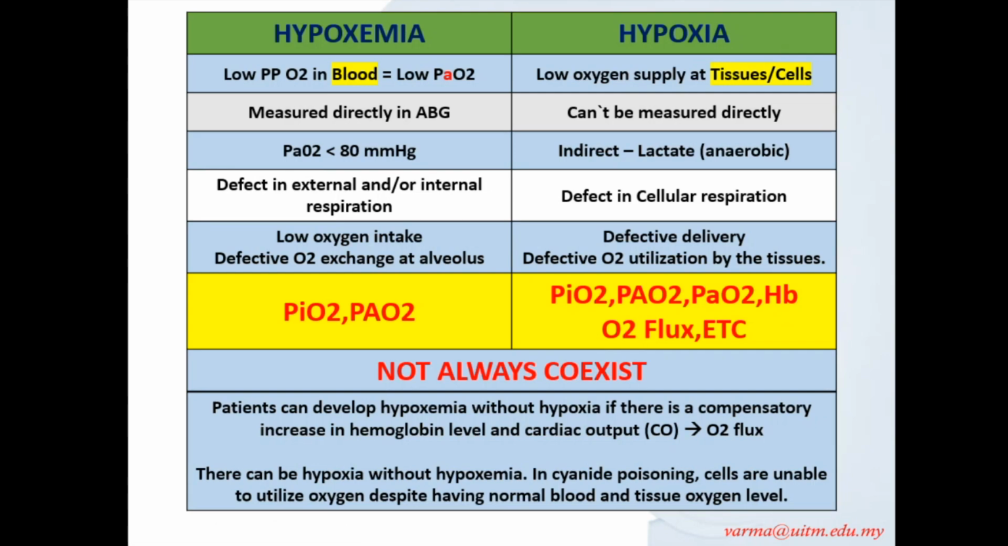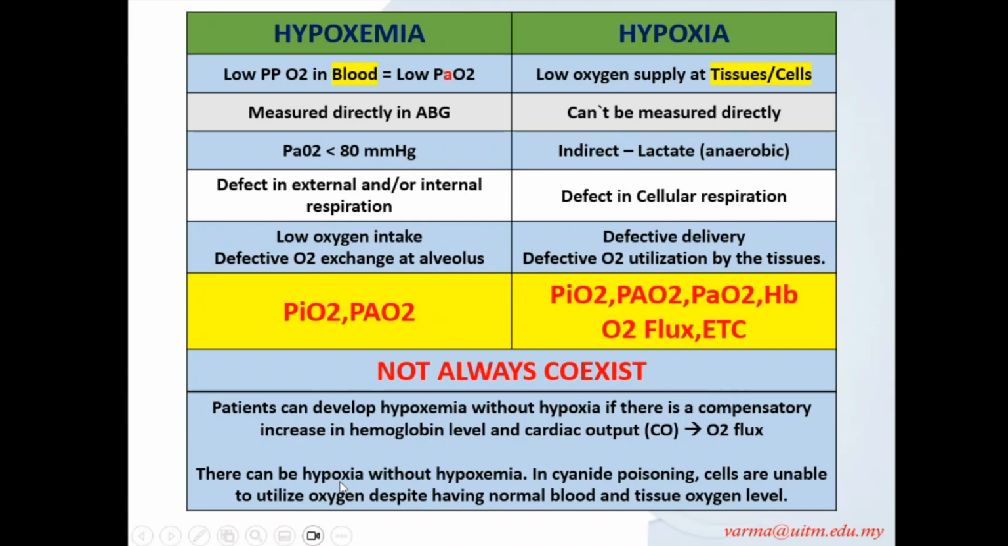A classical example is people living at altitude. I have told you FiO2 remains the same at sea level or at a high mountain like Mount Everest. What changes is the atmospheric pressure. At high altitude, the atmospheric pressure is low, thus the PO2 is low, thus the PaO2 is low, thus the arterial O2 is low. So patients are hypoxemic, but people who live at high altitude have a very high hemoglobin level and a compensatory increase in cardiac output, thus maintaining the oxygen flux, which is the delivery to the cells, and they don't have hypoxia. So that is a classical example.